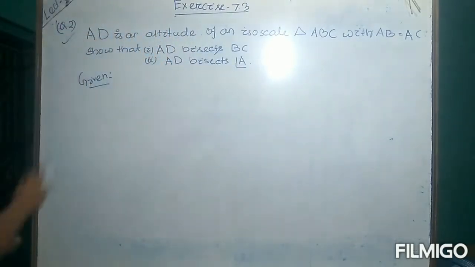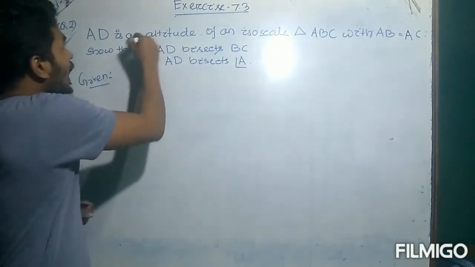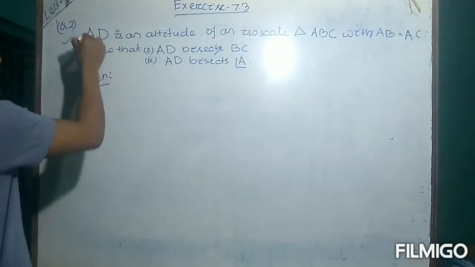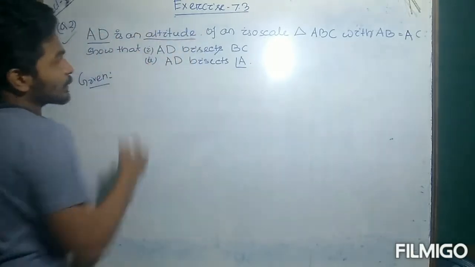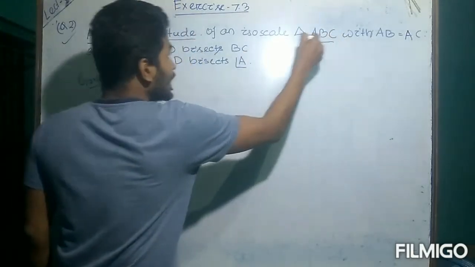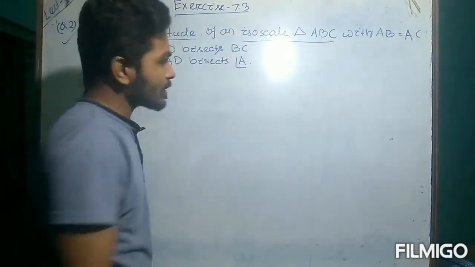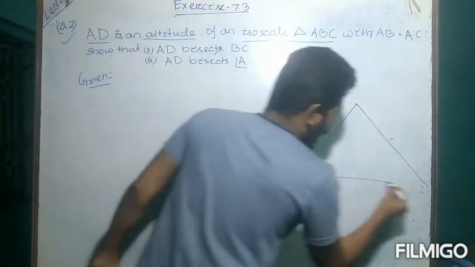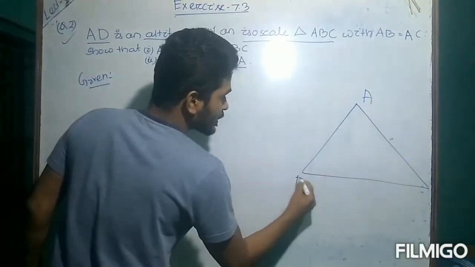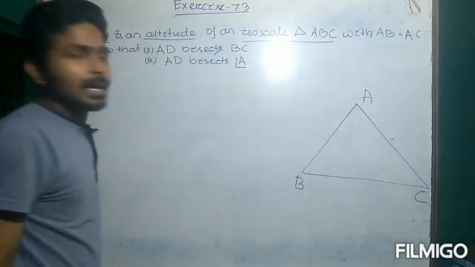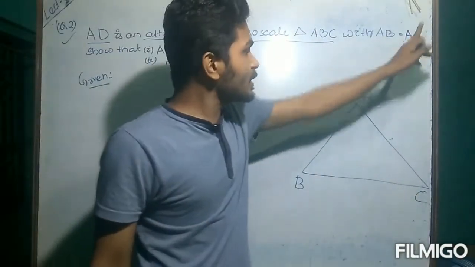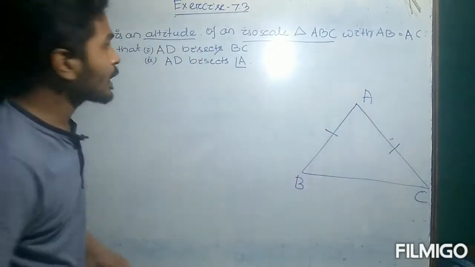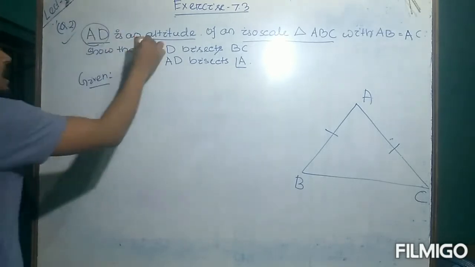The question number 2 is: AD is an altitude of an isosceles triangle ABC. So it is given that AD is an altitude, and second, triangle ABC is an isosceles triangle. Let's draw an isosceles triangle first. So ABC is an isosceles triangle. In this triangle it is given AB is equal to AC, so this side is equal to this side. This is given. And AD is an altitude.